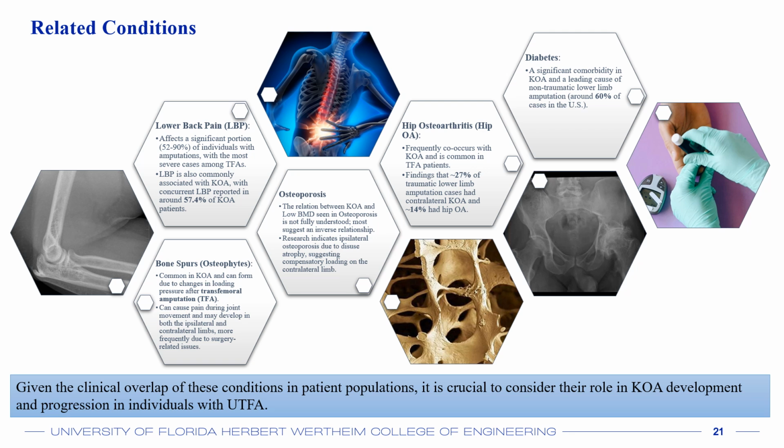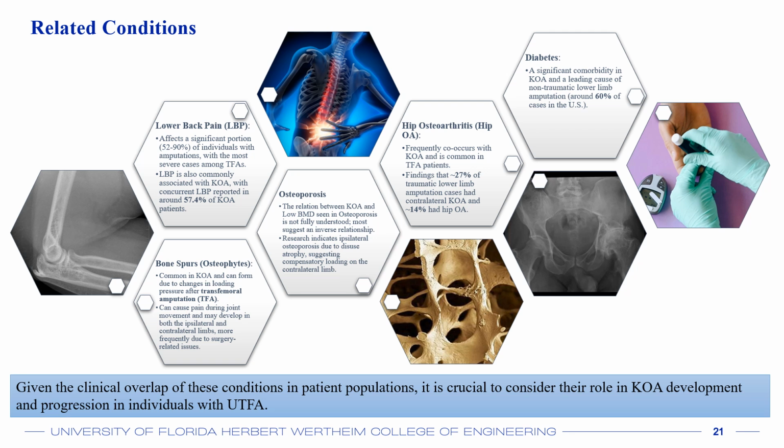Additionally, osteoporosis was a condition that related to both patient groups, in that UTFA patients typically present with lower bone mineral density consistent with osteoporosis in the residual limb, which is likely induced by disuse atrophy, potentially suggesting compensatory loading on the contralateral limb, while knee OA cases typically have an inverse relationship to osteoporosis.